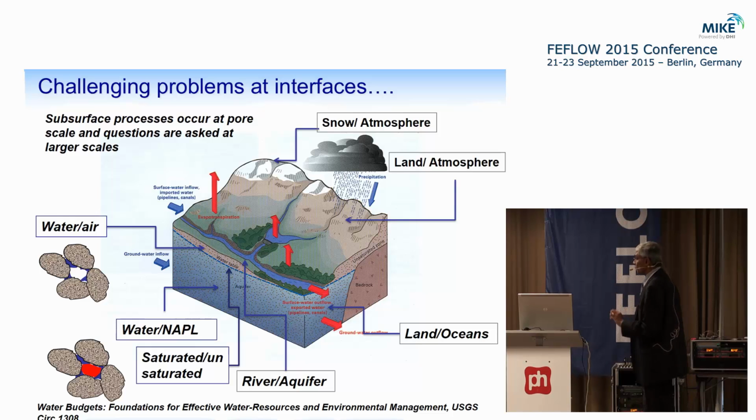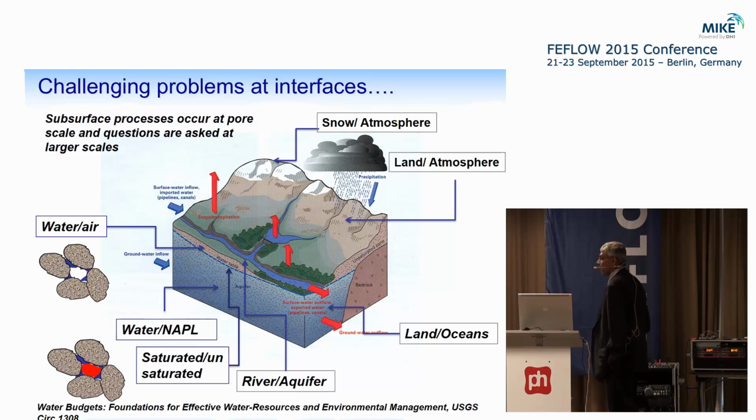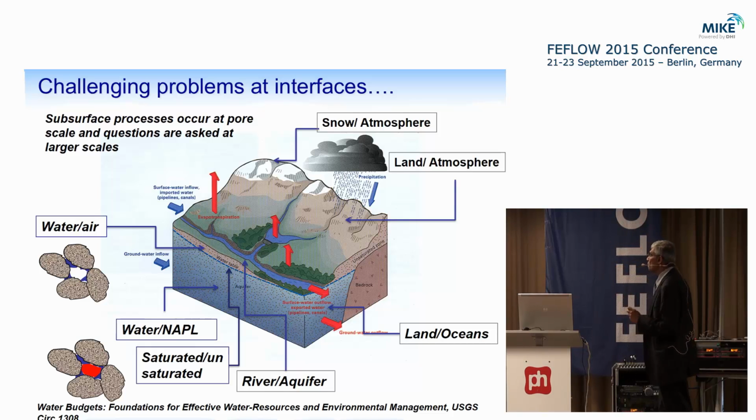So I'm going to talk a little bit about the complexities of this type of problem moving across interfaces. Another interface problem is snow-atmosphere interaction. And then land-atmosphere, which is the one I'm going to talk about a little more today. And then, of course, the land-ocean interaction problem. This is some work I did on the tsunami in Sri Lanka, where we had to face the problem of coupling land models to ocean models.